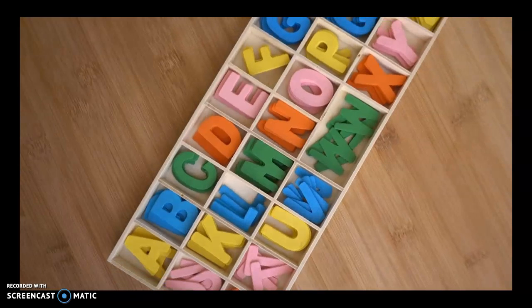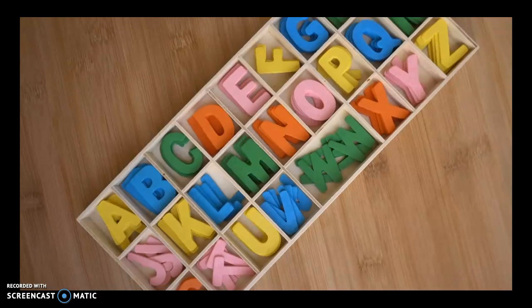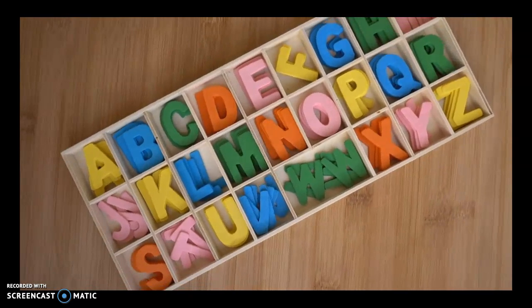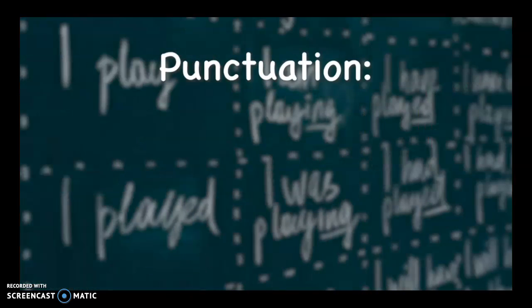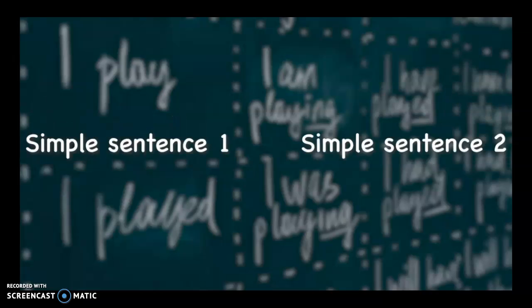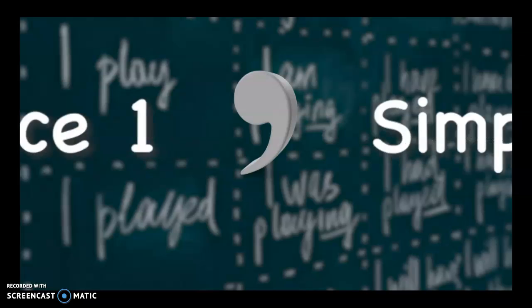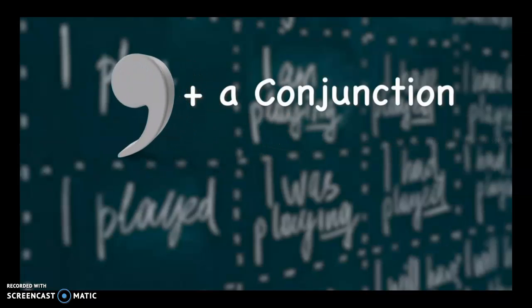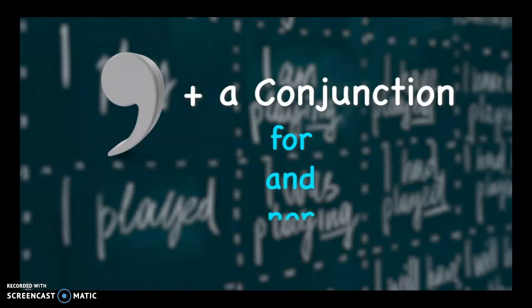Whether you are writing simple or compound sentences, they must always begin with a capital letter and end with a punctuation mark, like a period, question mark, or exclamation point. And compound sentences have a comma in the middle separating the two simple sentences, followed by one of the conjunctions mentioned above, such as or, and, nor, but, yet, and so.